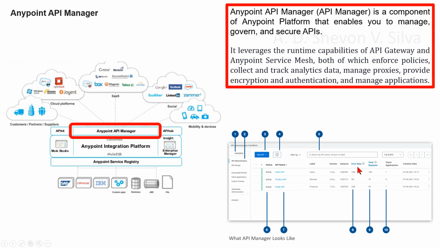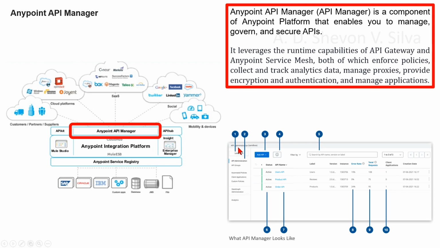Number 8, the percentage of API requests that resulted in errors. If no data is displayed, automatic monitoring has not been enabled for the API. Number 9, the total number of API requests in the past 24 hours. If no data is displayed, automatic monitoring has not been enabled for the API. Number 10, the number of contracted client applications for each API.